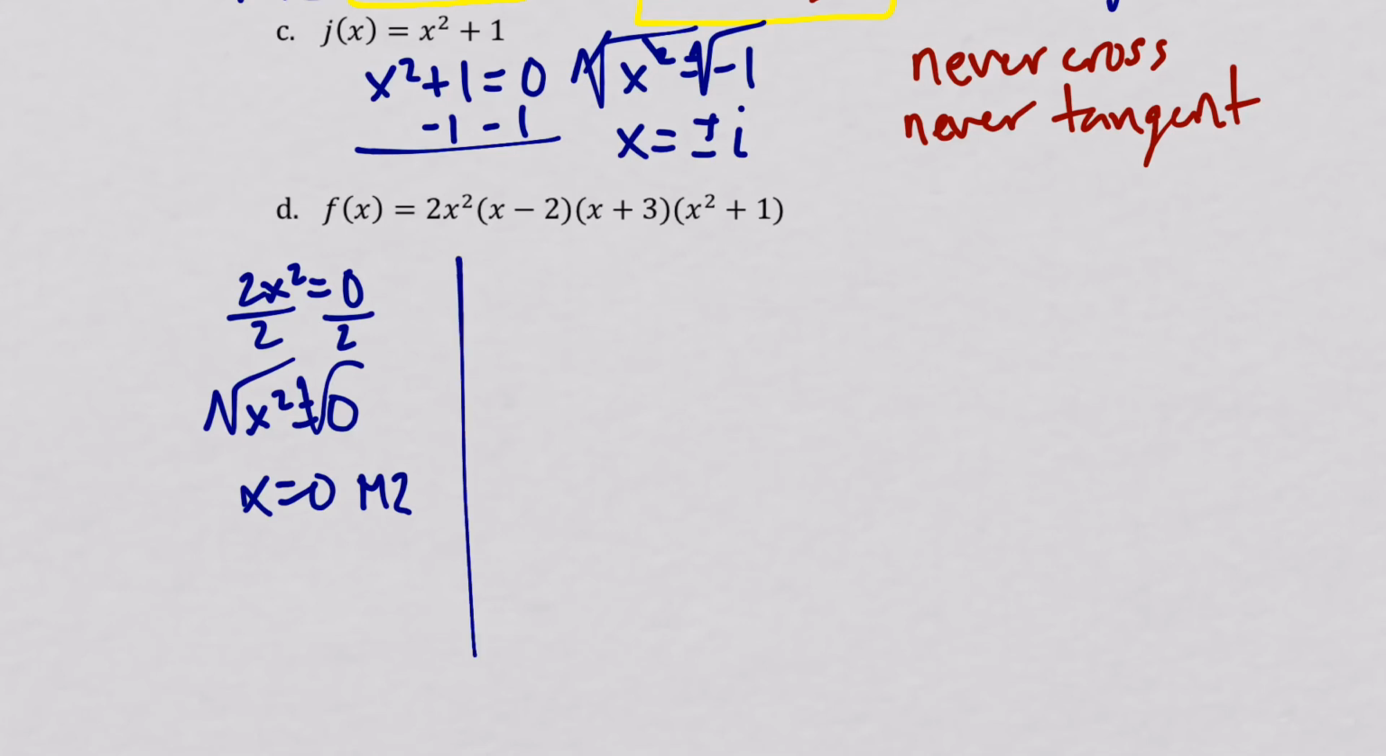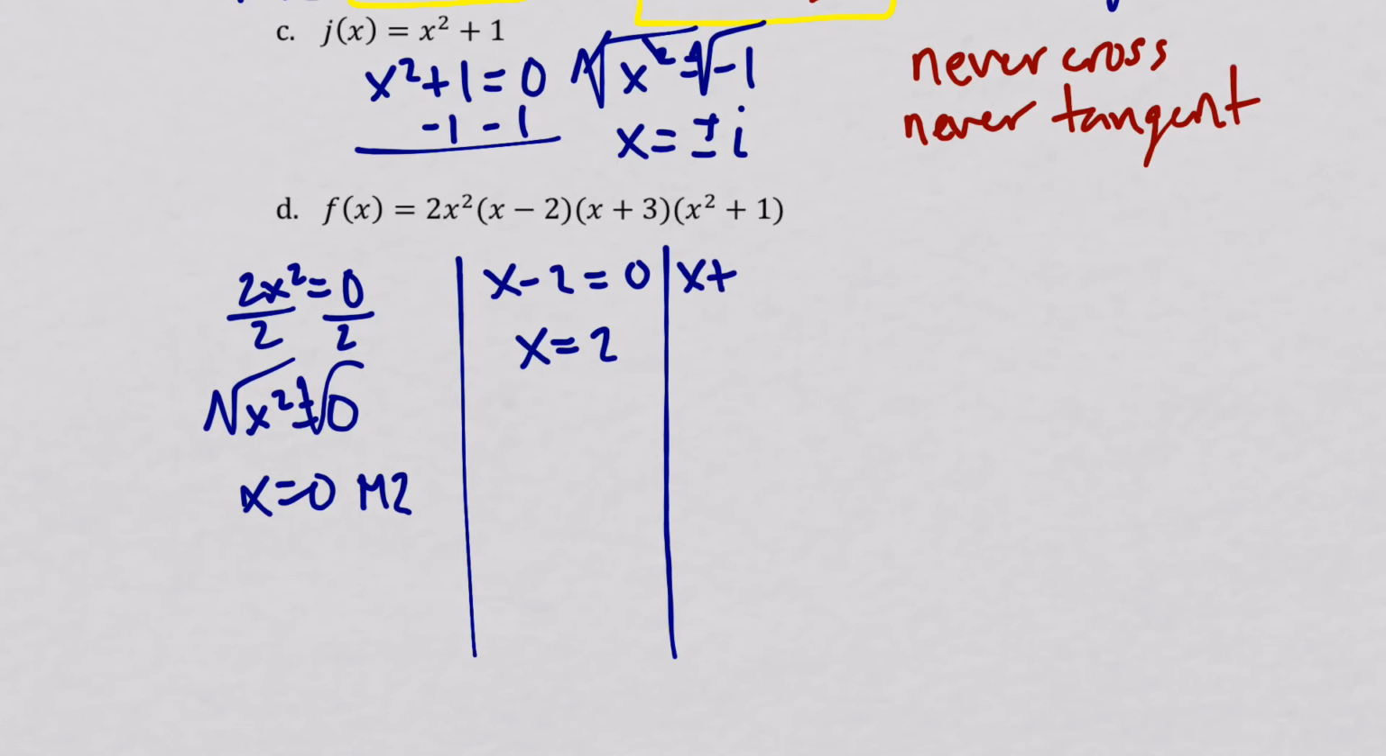All right, next one. x minus 2 equals 0. That one we can pretty much do in our heads. That gives me x equals 2. The multiplicity is 1. When the multiplicity is 1, we don't need to write it. The next one, x plus 3 equals 0. Another one we could do in our head. And I get x equals negative 3. Multiplicity 1. And the last one, x squared plus 1 equals 0.